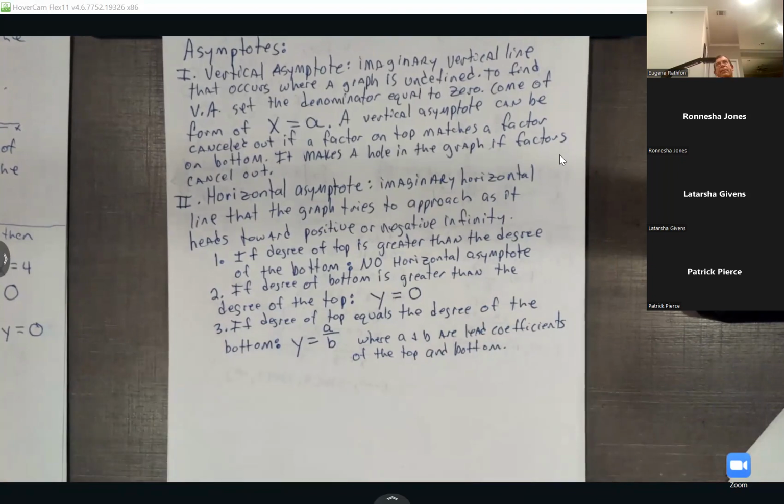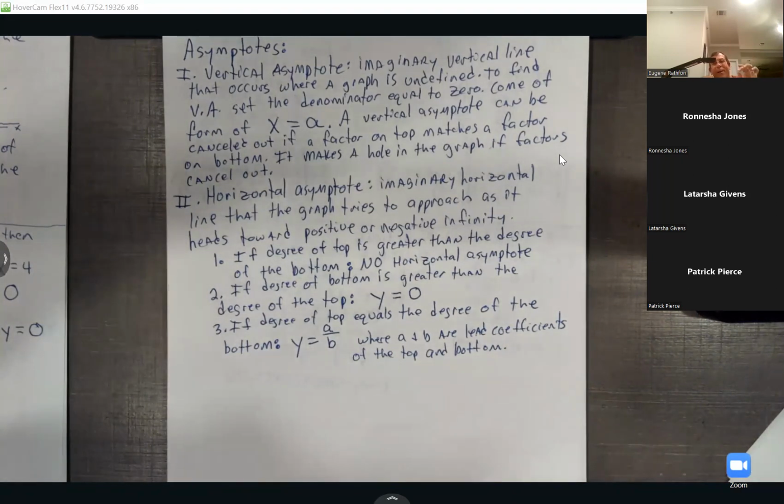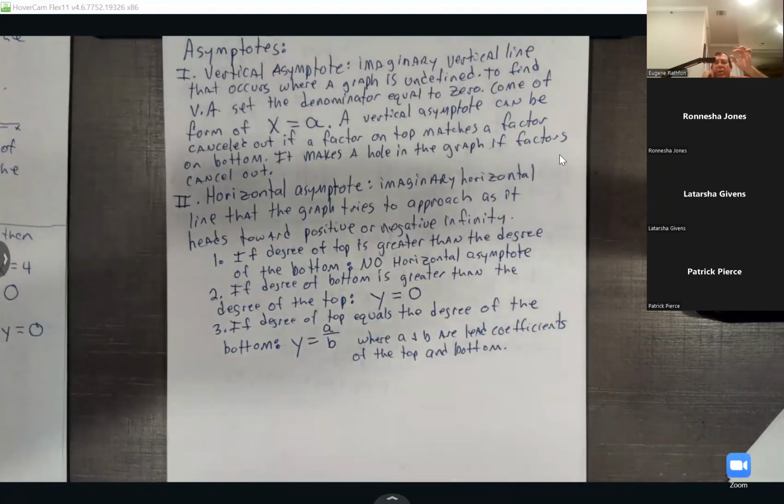So what that means is, say I had a 3x squared on the top, 2x squared on the bottom. Well, my horizontal asymptote will be y equals 3 over 2, because that's the lead coefficients, remember, is the numbers in front of those variables, okay?